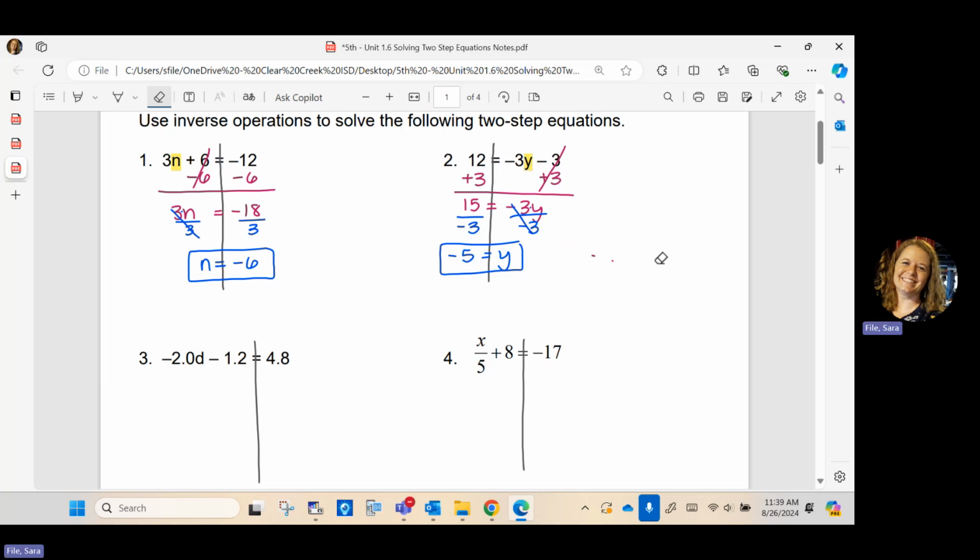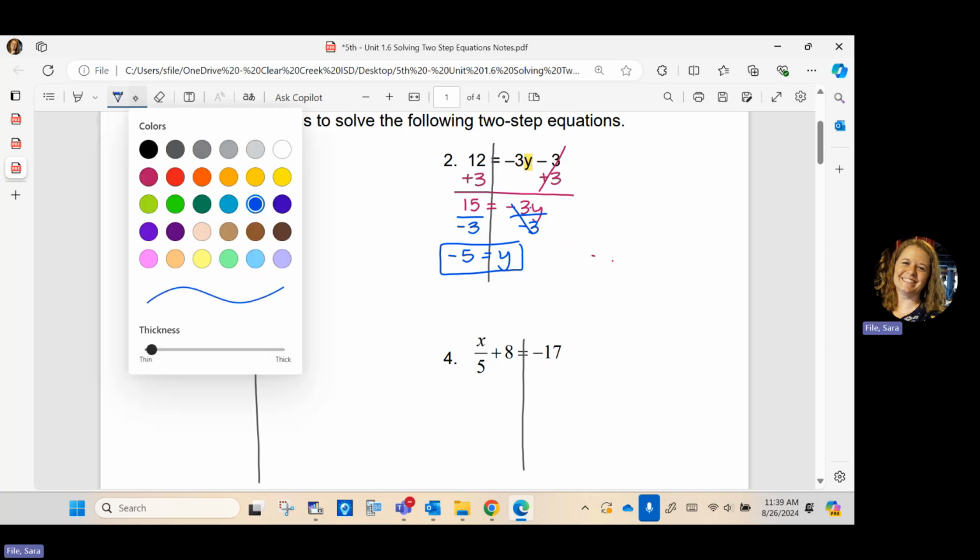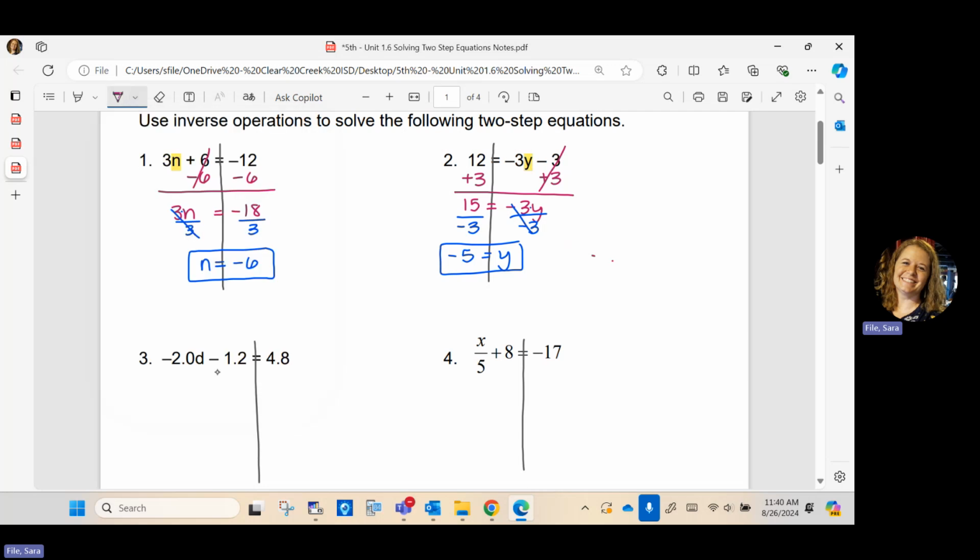Okay, we need to be able to do that with decimals as well. The process is exactly the same with decimals. Okay, so we're going to do plus 1.2. What you do to one side, you do to the other. Now this says 2.0. Do I have to write 0.0? 0.0 is not necessary. I'm just going to write -2d. And then 4.8 plus 1.2 is a 6. I don't have to put 0.0.